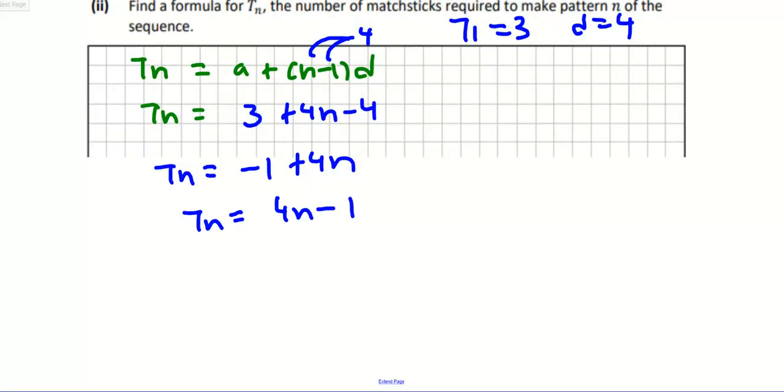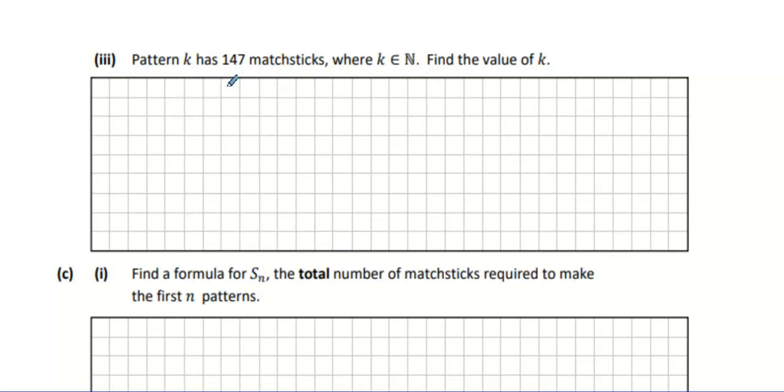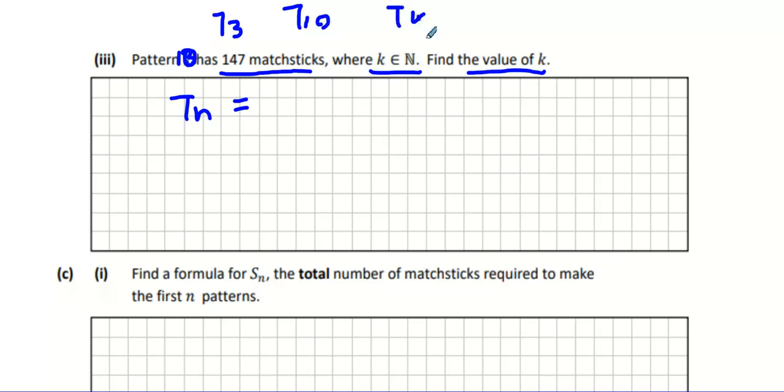Okay, next question. Pattern K has 147 matchsticks. K is an element of n. Find the value of K. So basically, which pattern has a value of 147? Pattern 3 would be T3. Pattern 10 would be T10. So pattern K is TK.